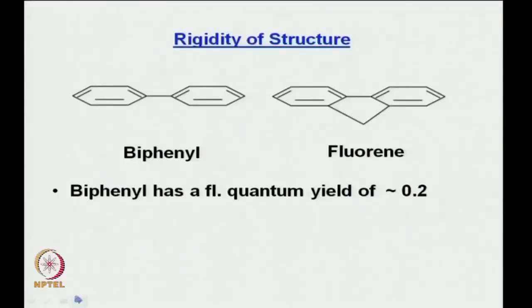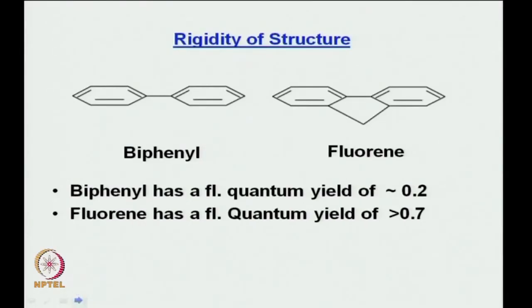So as you said, biphenyl has a fluorescence quantum yield of about 0.2. Fluorene has a fluorescence quantum yield of about 0.7.